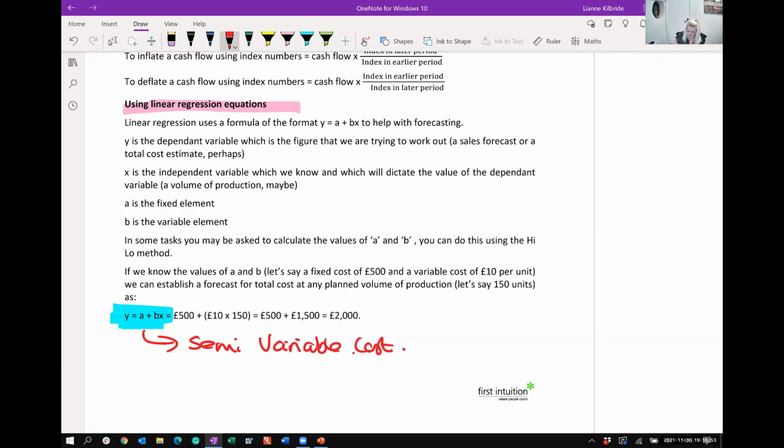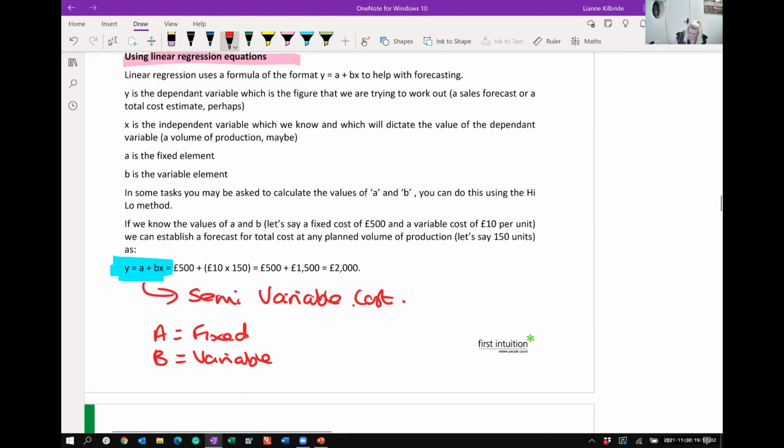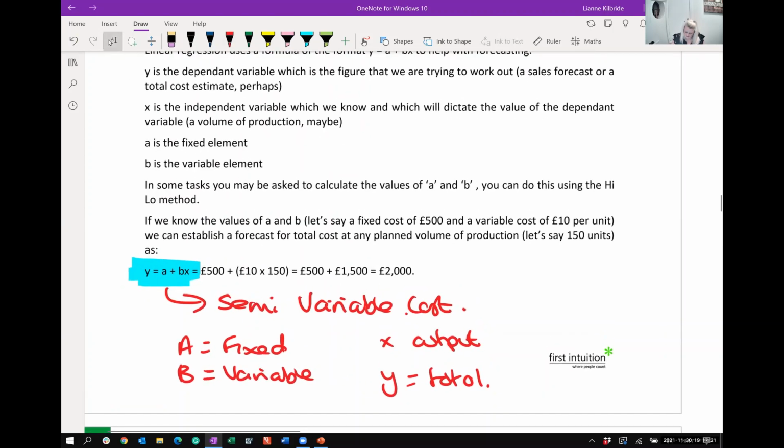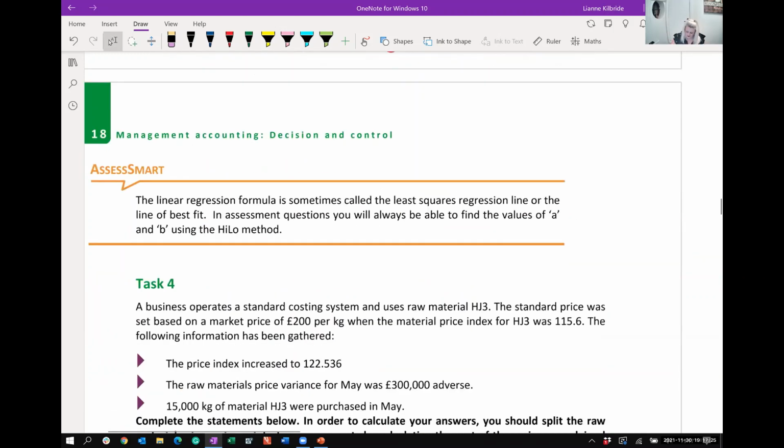A is your fixed cost, B is your variable element, X is your output levels, or the period that it adheres to, and then Y is your total cost. Yes, you do grow to love questions in accounts, especially when there's loads of nice formulas. You see them first of all and think, oh my God, how am I going to deal with these? But you get yourself into a pattern and you do actually become a lover of them.